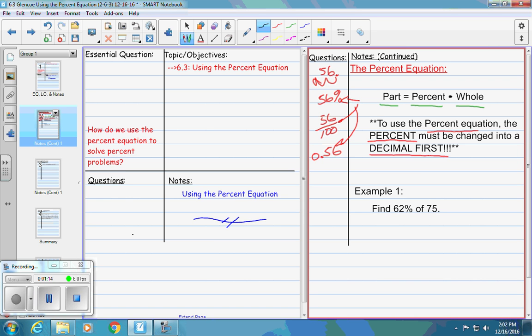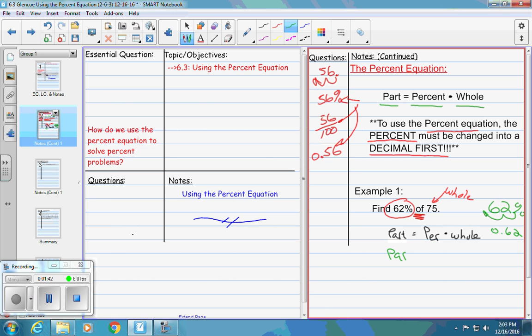We have part equals percent times the whole. And in this problem, we were given a percent, and since we have the of word, this is the whole. So we don't know what the is, or the part is yet. So we substitute into that. But before we do, we have to change our percent into a decimal, which is 0.62.